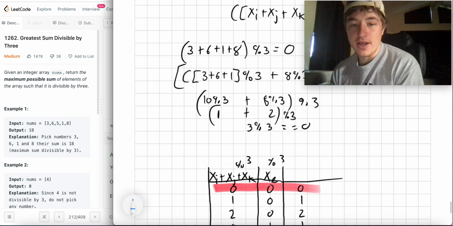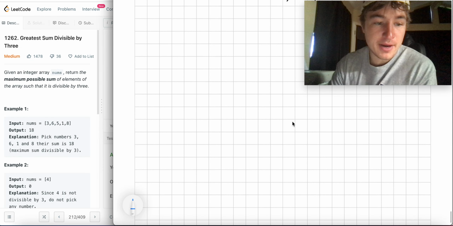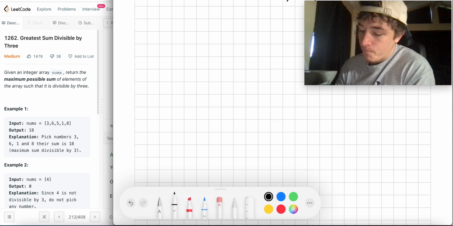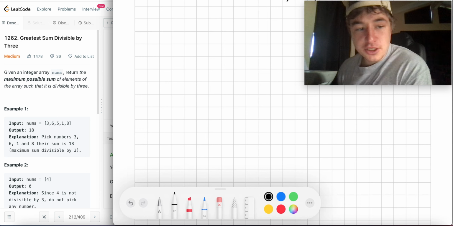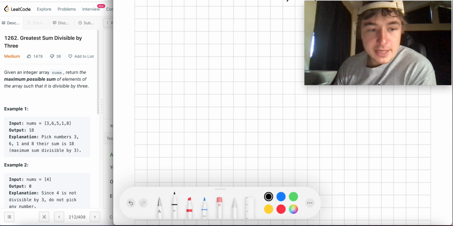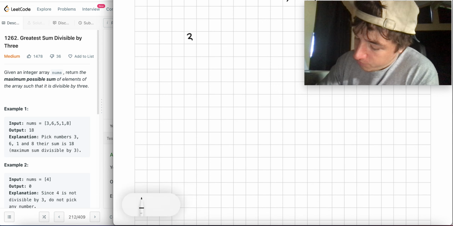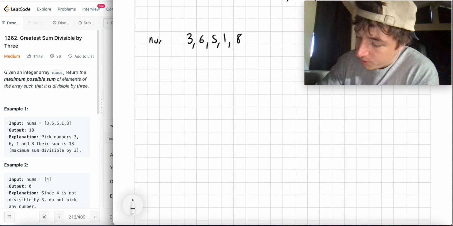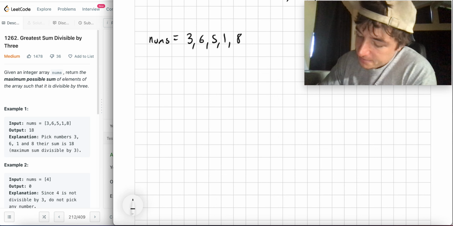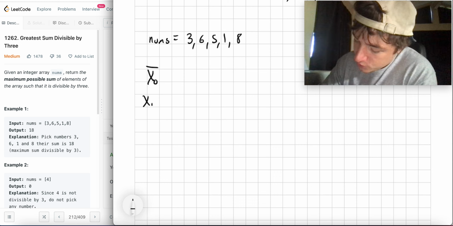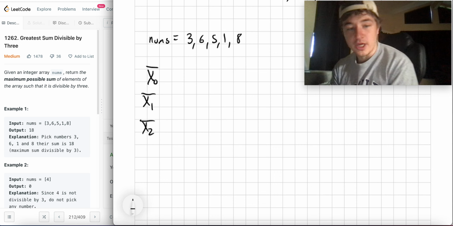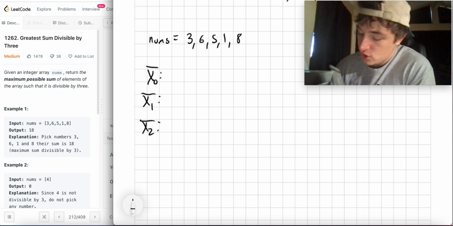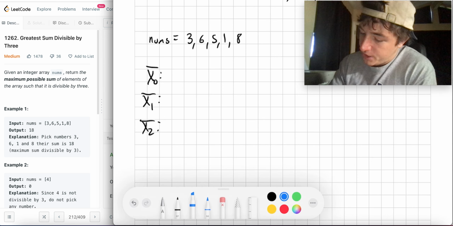Okay, so with all that craziness done, let's go ahead and do the sample problem again by hand and see if the intuition we can get works. So what we'll actually do is keep track of the system. So we have 3, 6, 5, 1, 8. We'll keep track of x0, x1, and x2. We'll keep track of the actual numbers that we're using, even though in reality we'll just keep track of the sums. So the first number we look at is 3.